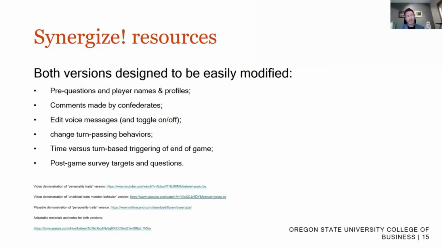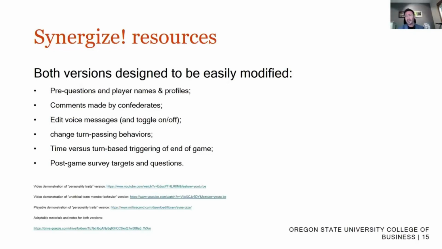Some things that you can change without having to go digging into the actual code: the pre-questions in the survey, the player names and player profiles in the one version. So the personality-based version, you can change, obviously, what you're manipulating about them. You can change the comments that are made by all three of the confederates. Two of them are generally set to be very neutral, with one being your target confederate that you're going to manipulate, but you could change the comments for any of them.